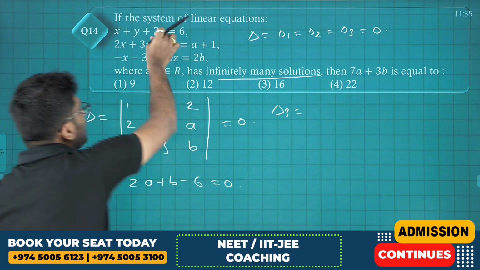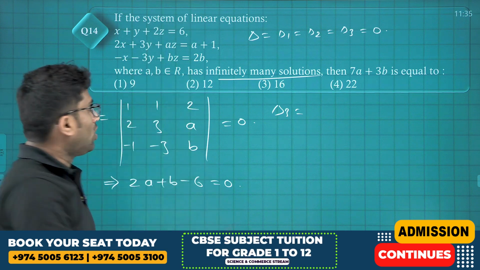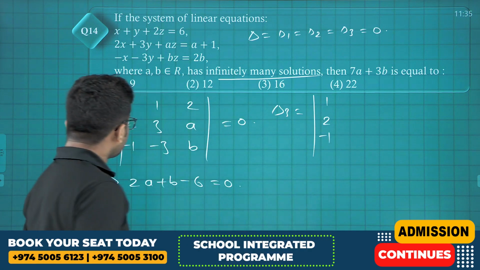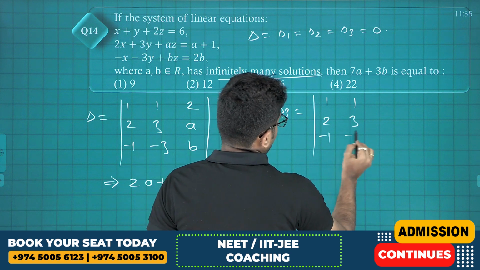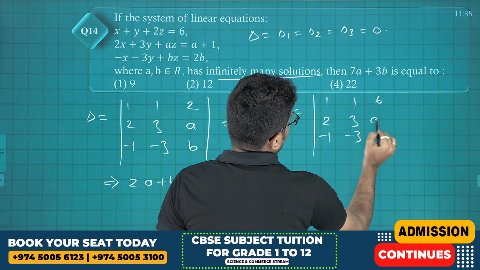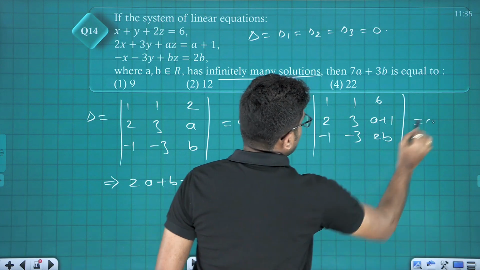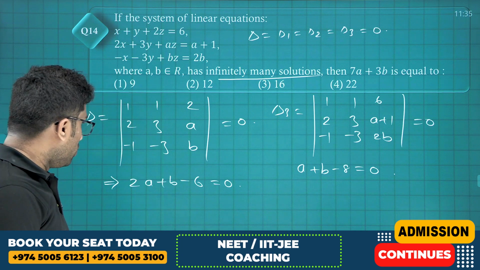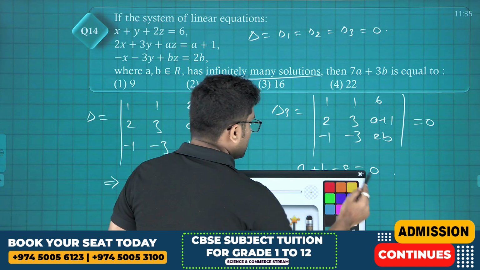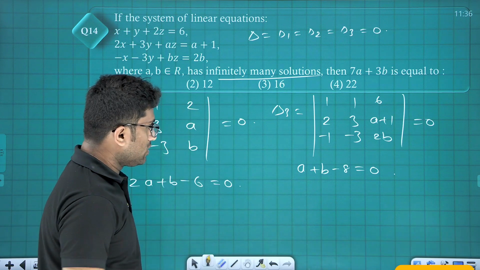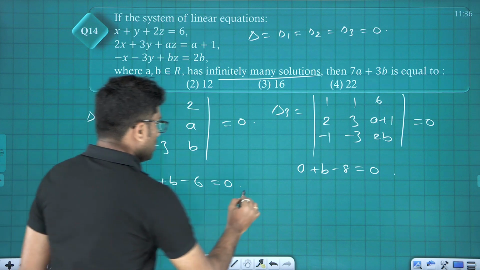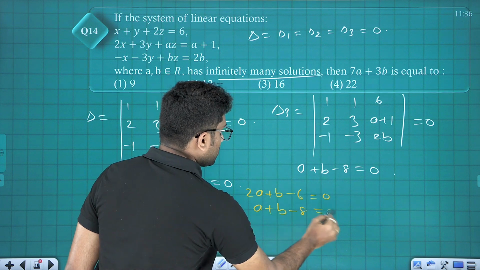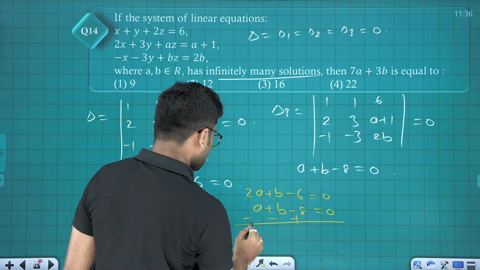Also take delta 3. Delta 3 means we replace column 3 with constant elements. That is 1 2 minus 1, 1 3 minus 3, next 6a plus 12b is equal to 0. From here if we simplify this we get a plus b minus 8 is equal to 0. So now we'll solve these two. 2a plus b minus 6 equals 0 and a plus b minus 8 is equal to 0. Subtracting, we get a plus 2 is equal to 0.